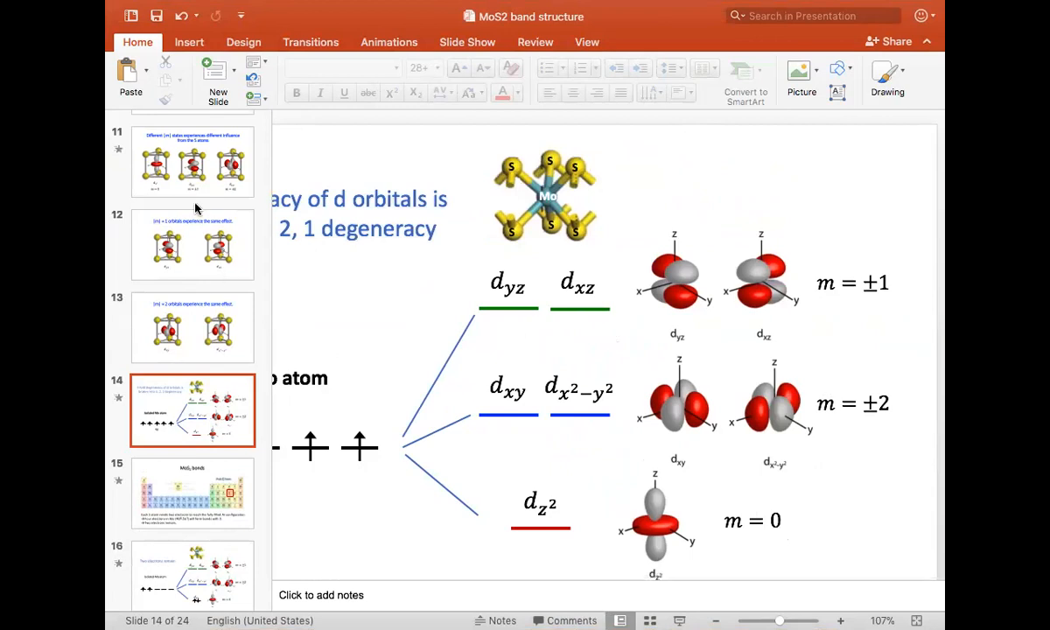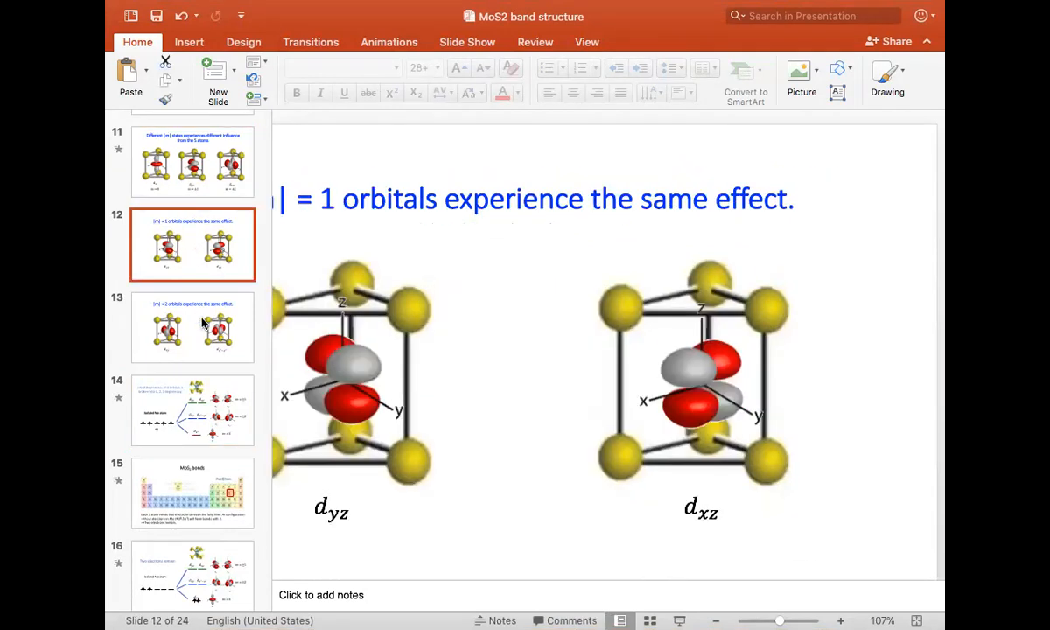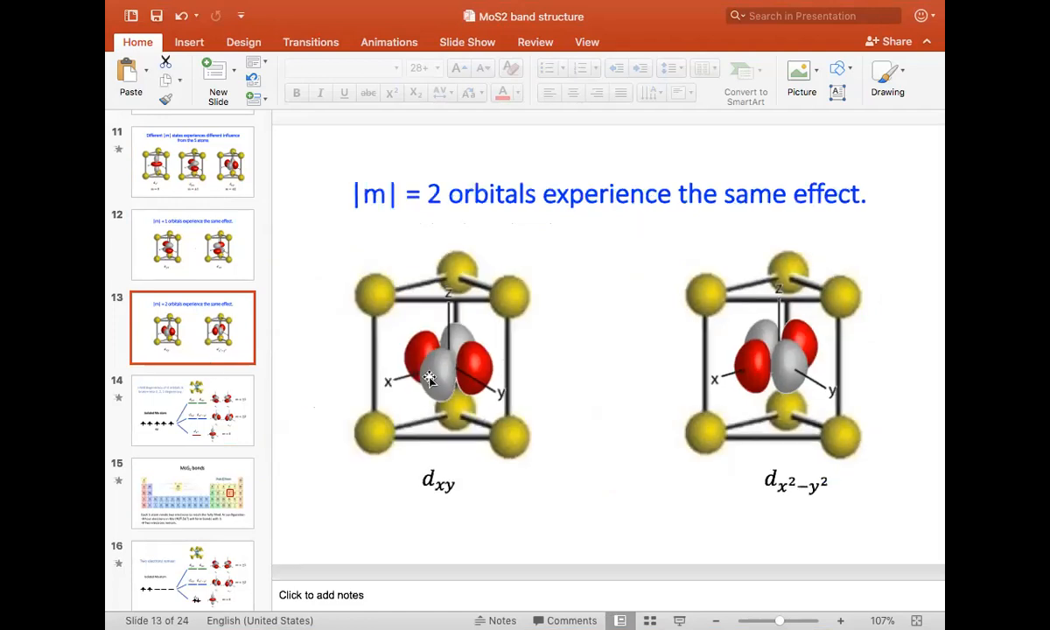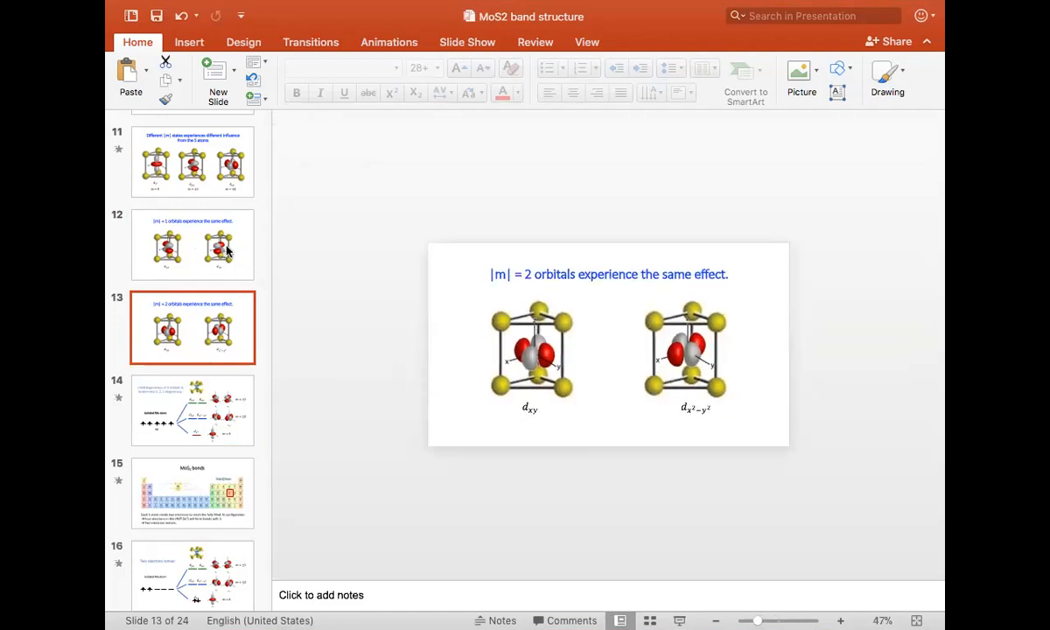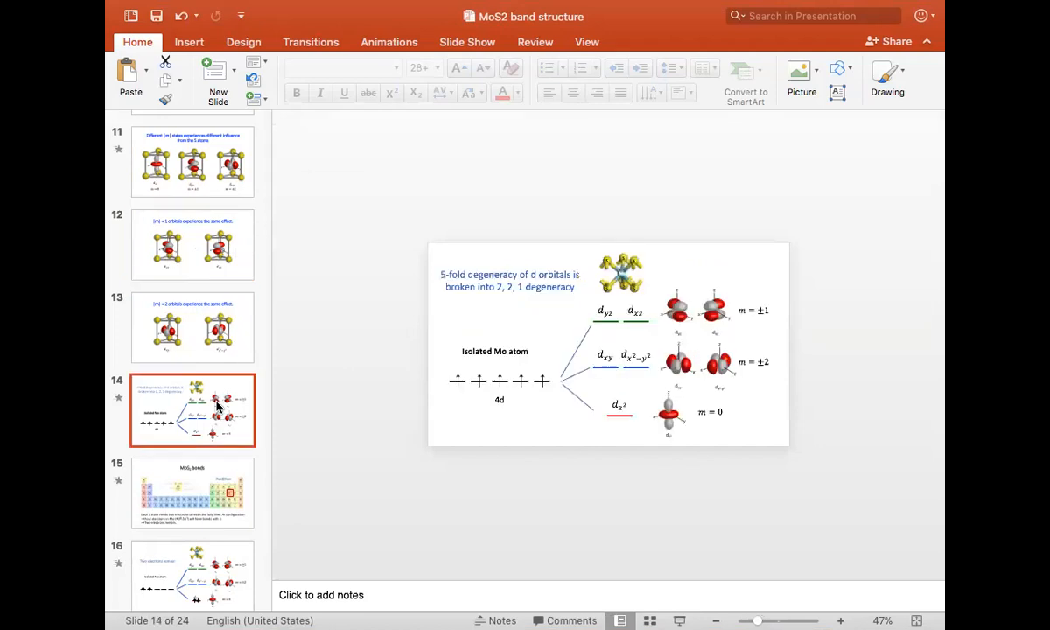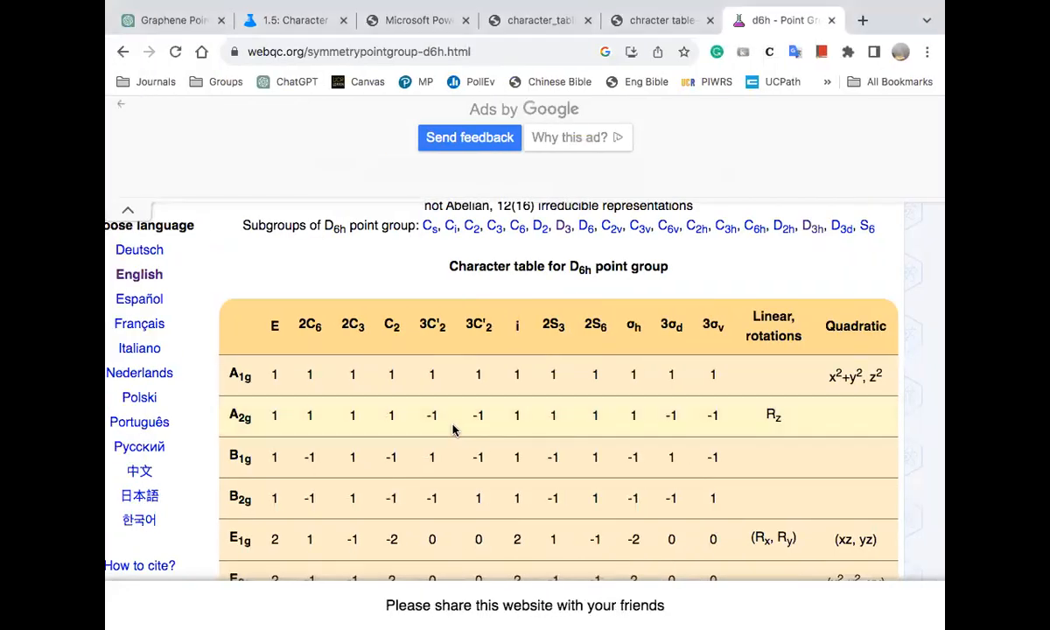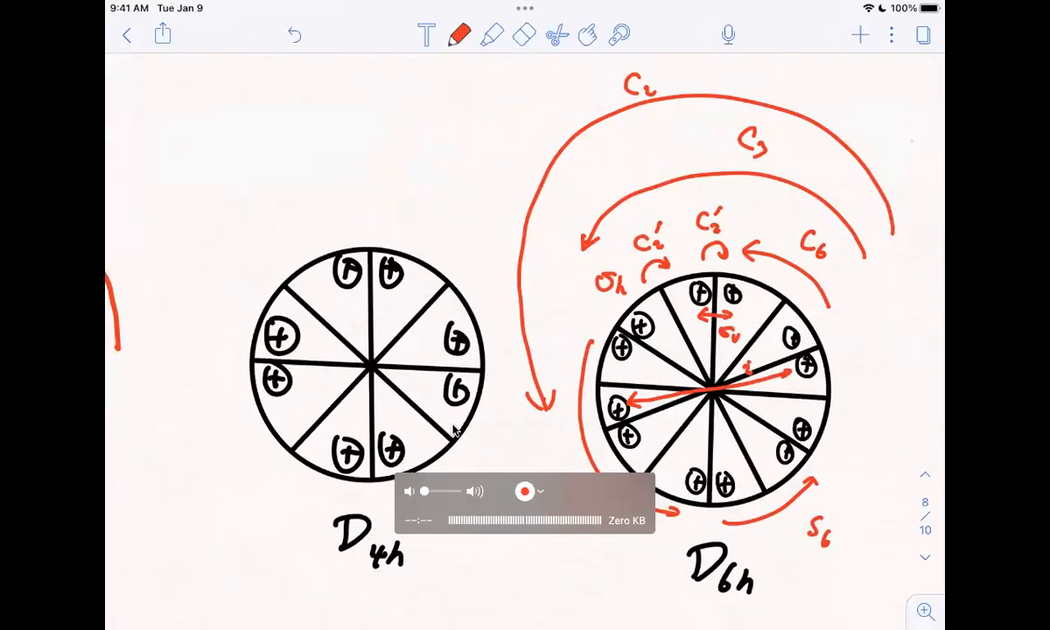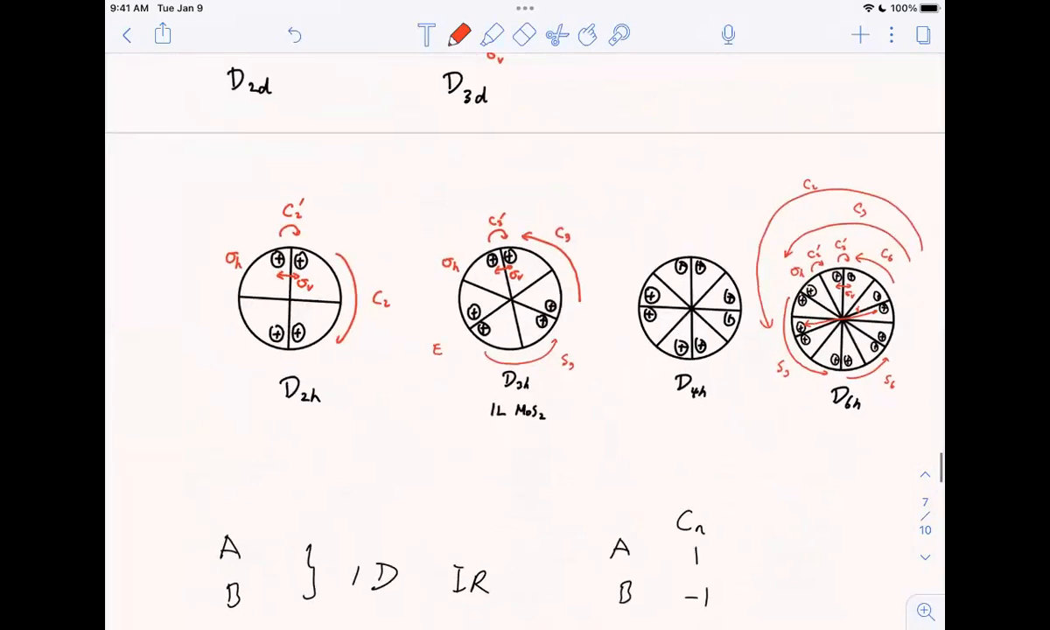Last time I just used a cartoon to demonstrate this. I think it's a good way to show why they split in this way, but you can use group theory to do it more rigorously, more mathematically, by using the character table. And this can be applied to more complicated situations. So let me tell you how to do it. First, you need to get the character table for the full rotational group.